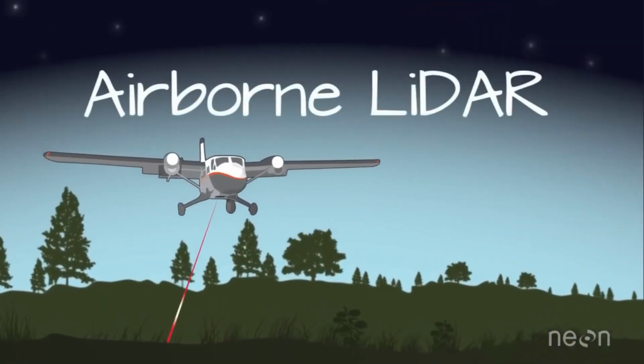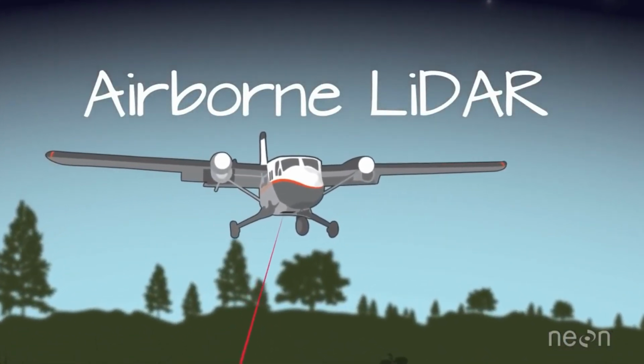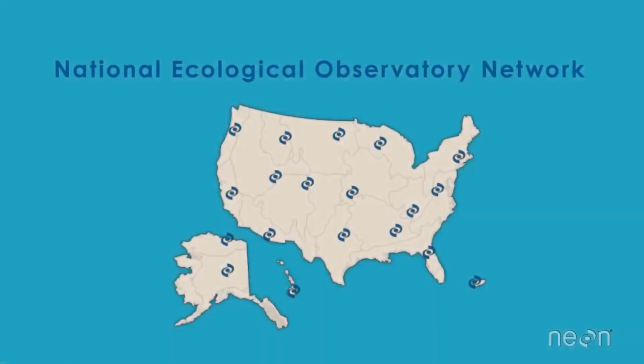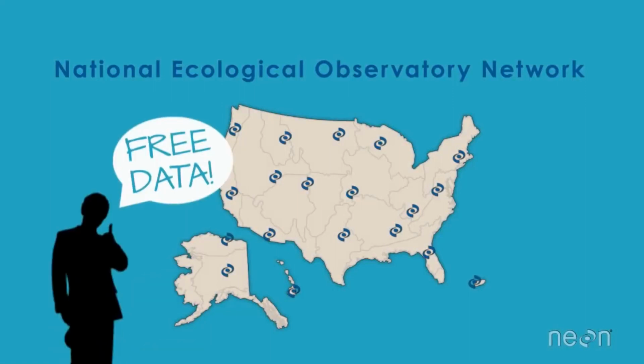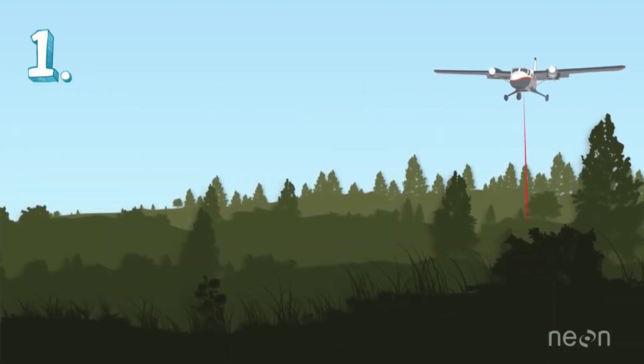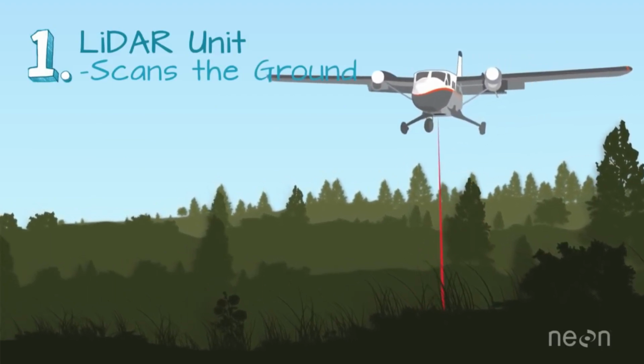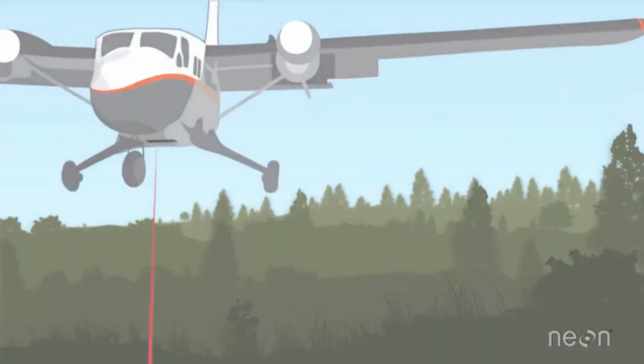Airborne LiDAR data are the most commonly available LiDAR data, and airborne LiDAR data will also be freely available through the National Ecological Observatory Network, or NEON, so we'll focus on that in this video. So to get how lasers are used to calculate height in airborne LiDAR, we need to understand the four parts of the system. First, the airplane contains the LiDAR unit itself, which uses a laser to scan the Earth from side to side as the plane flies.